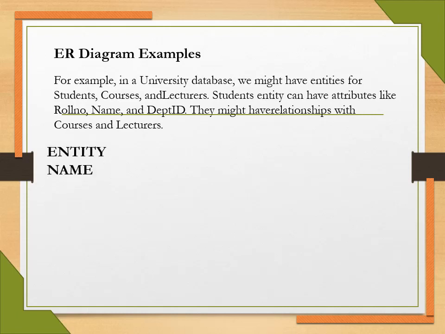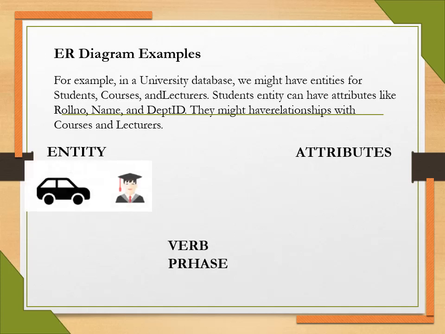So entity name, attributes, verb phrase. The entity name can be the name of a person, place, object, event, or concept about which data is to be maintained. The attribute is a property or characteristic of an entity. The verb phrase is an association between the instances of one or more entity types.